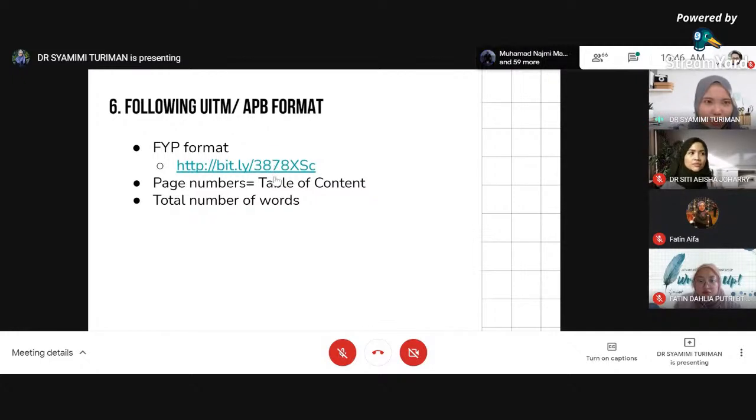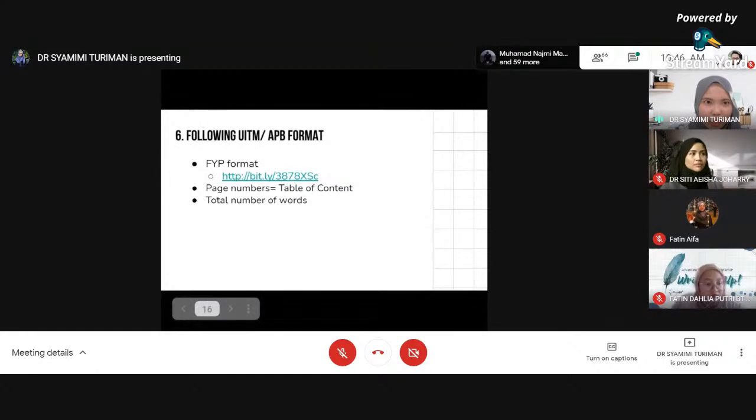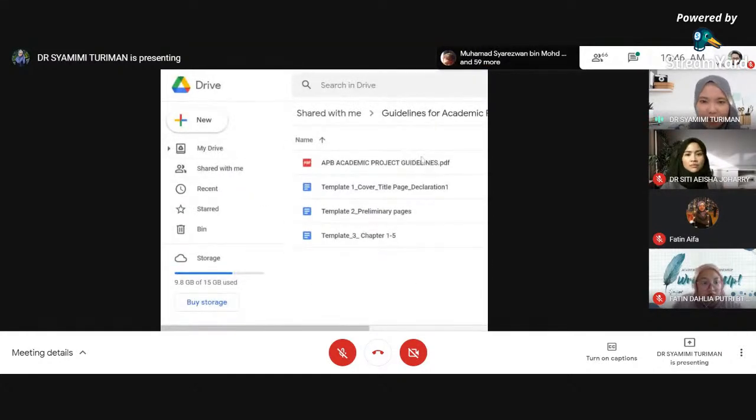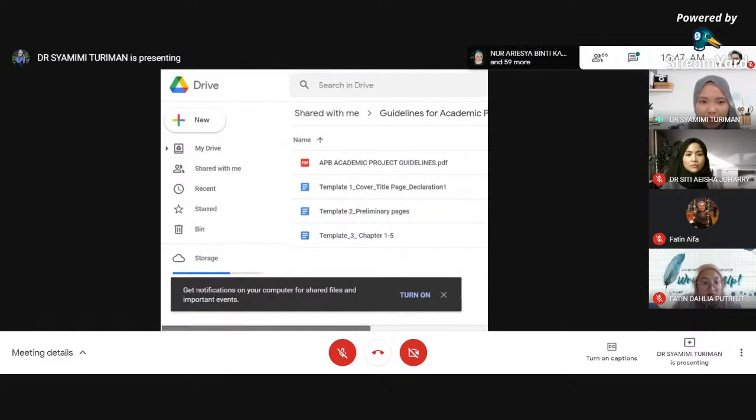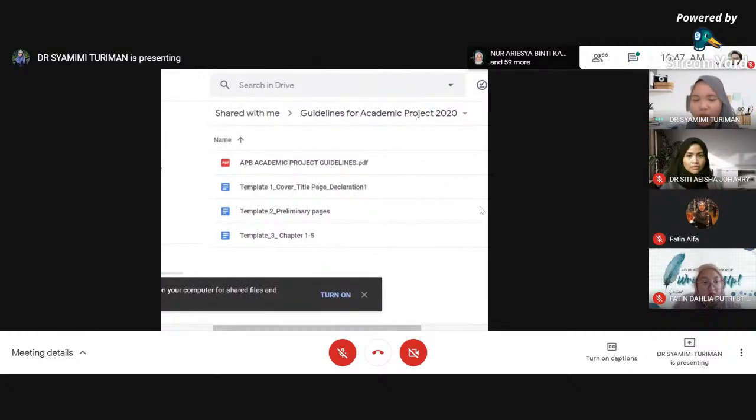This will bring you to, I can show you very quickly, this Google Drive, but actually the link was obtained from the APB website. If you go to the APB website, there's a drop down that says download. If you click on that, you will find guidelines for academic project, and then click on that, it will bring you here. But alternatively, you can just use this link that I have attached.